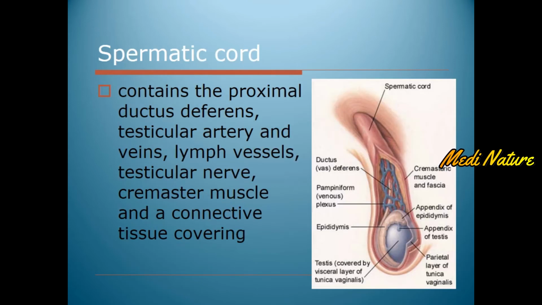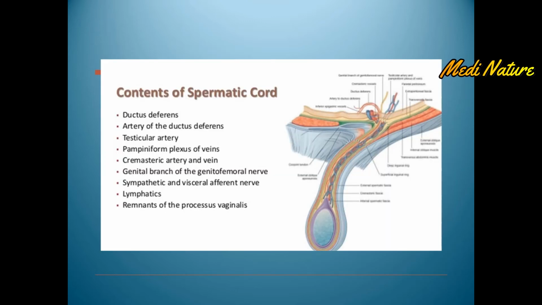So the spermatic cord takes the ductus deferens from testes into the abdominopelvic cavity. And also it contains testicular artery, veins, lymph vessels, nerves, and other muscles and connective tissues. This picture will give you the idea how the spermatic cord is formed.